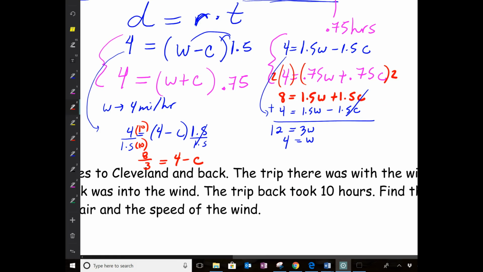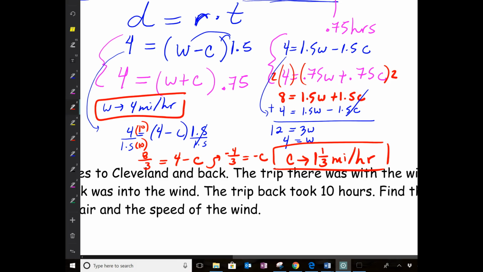Subtract 4 from both sides, so 8/3 minus 12/3 would give me negative 4/3 is equal to negative C. So what would the rate of the current be? 4/3, or we'd probably better say that as 1 1/3 miles per hour. So there would be our current's rate, and there would be our woman's rate, 4 miles per hour.